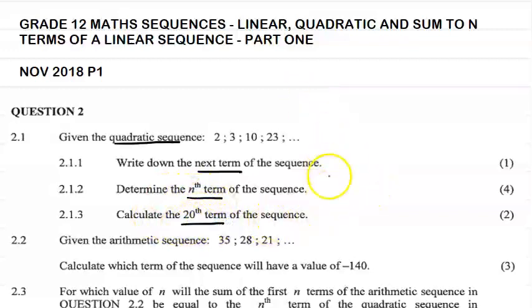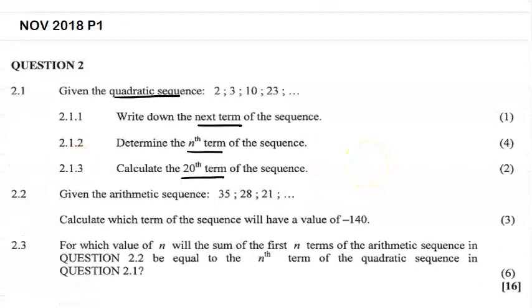Now in part 1, I'm going to be looking at answering these first three questions. Part 2, I will look at questions 2.2 and 2.3. So let's get straight into it.